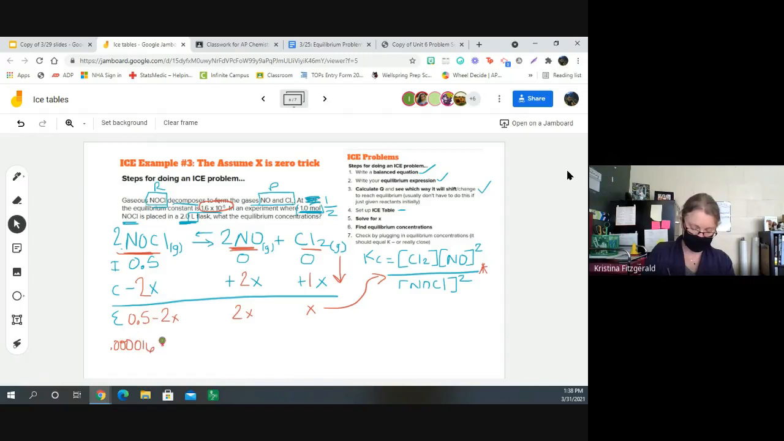0.000016 equals this stuff on top: 2x squared times x, all over this stuff on the bottom, and that gets squared. And now we have to do algebra.